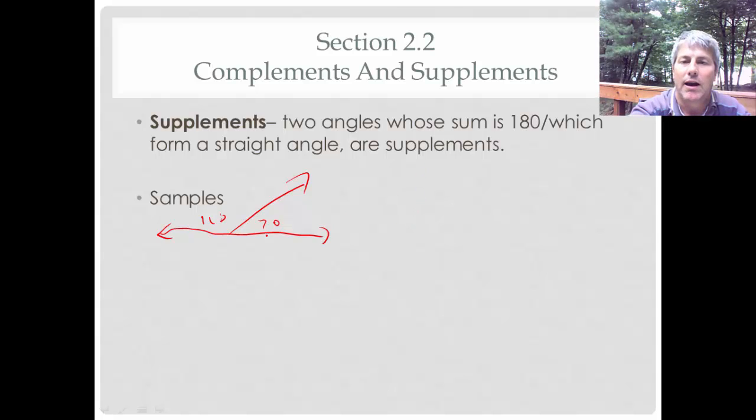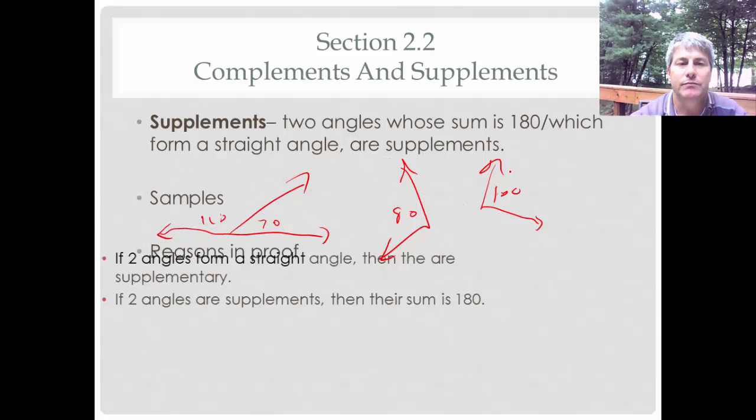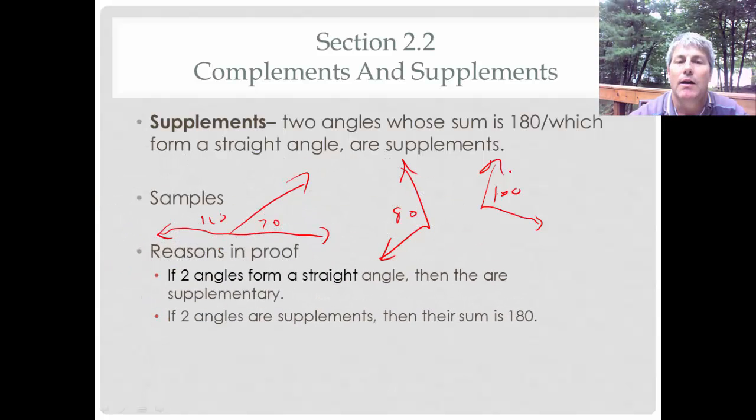And again, they don't have to be on the same line. We could have two angles of 80 and 100. And we would say those two angles are supplementary. Your reasons and proof. If two angles form a straight angle, then they are supplementary. We'll use that one quite a bit. That's going to be very common. Or if two angles are supplements, then their sum is 180.